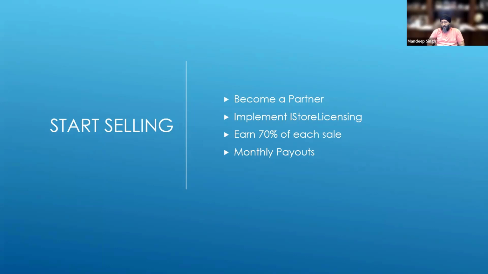It's a very simple model. It is a subscription-based store, so it's a recurring revenue stream. You earn 70% of each sale, so that's a 30% commission that Vanjaro keeps to take care of the implementation of licensing, the payments, maintaining, managing, and so forth. And there are monthly payouts, so it's a pretty simple program at this point.